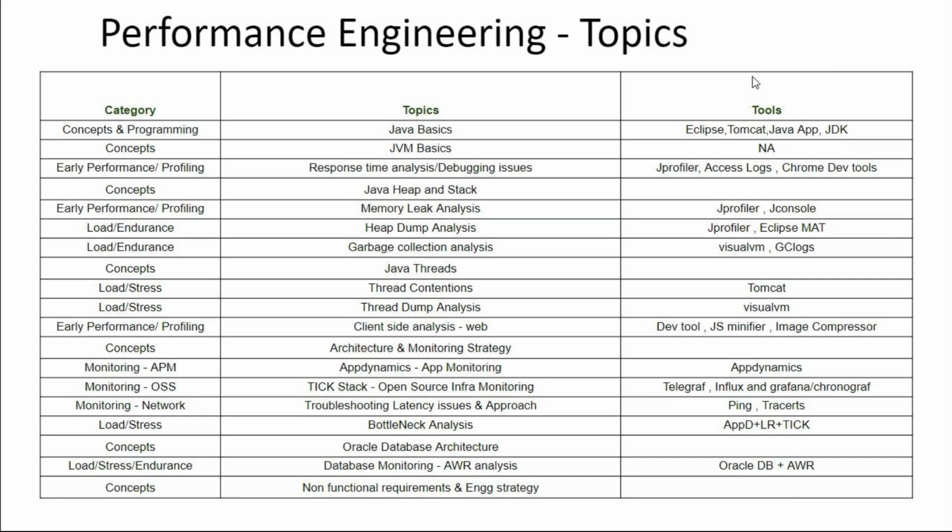And from an open source monitoring perspective, we'll also learn one of the famous infra level monitoring stacks, the TICK stack: Telegraf, InfluxDB, Grafana combination. The reason is most enterprise and critical applications will have APM tools for sure, Dynatrace or New Relic or AppDynamics, but around 30 to 40% of applications might not be critical due to cost factor. They might not have these APM tools.